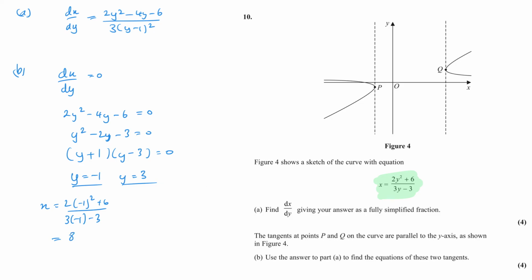So it's 2 plus 6 is 8. Minus 3 minus 3 is minus 6. This is minus 4/3. So x equals minus 4/3 is one line, and that is what we'd expect to see. You know, it is a vertical line, so it's going to be an x equals. And substituting the 3 in, we get 2 times 9 is 18 plus 6, 24. And then we got 9 plus 3 is 12. So that is 2. So x equals 2 is our second equation.